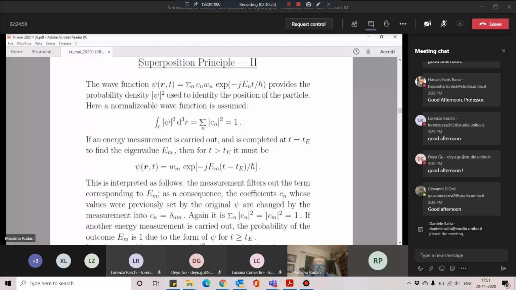You see, we have reset the initial time at TE. So from that time, the wave function has a time part that is the exponential of minus j E sub m (t minus TE) over h bar. Okay.